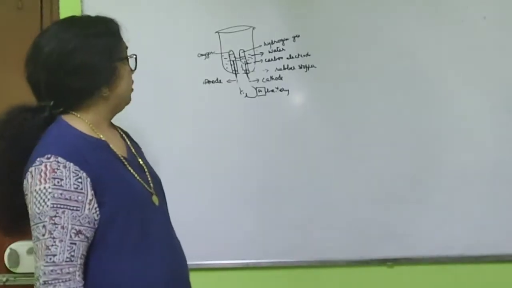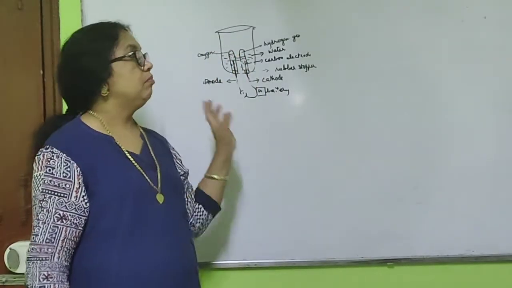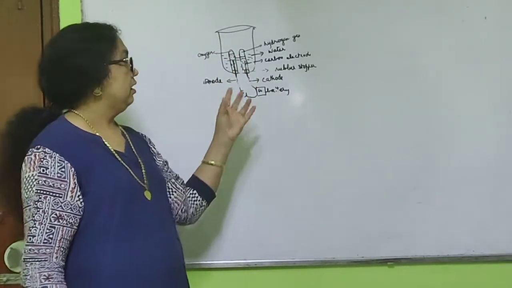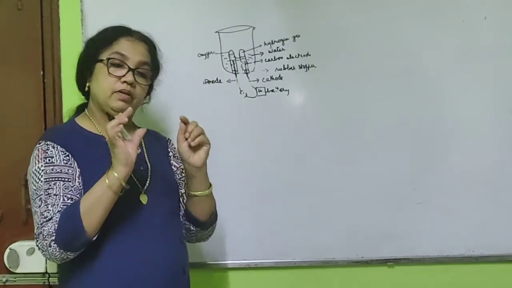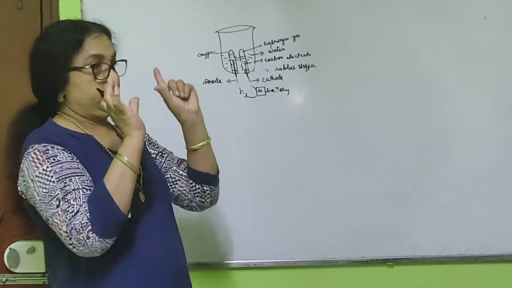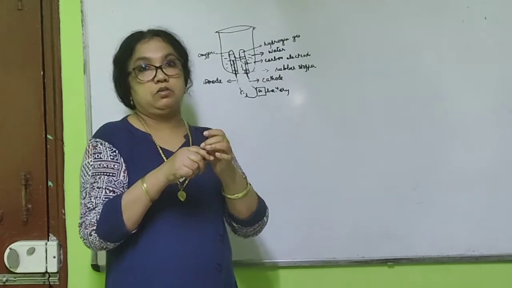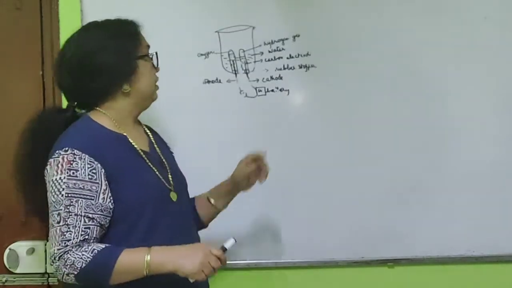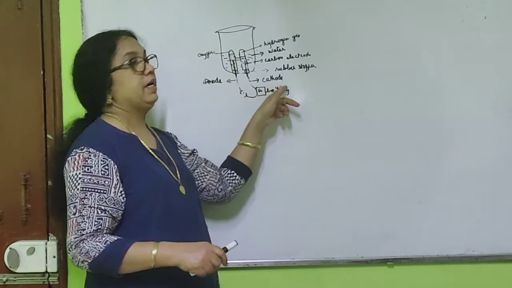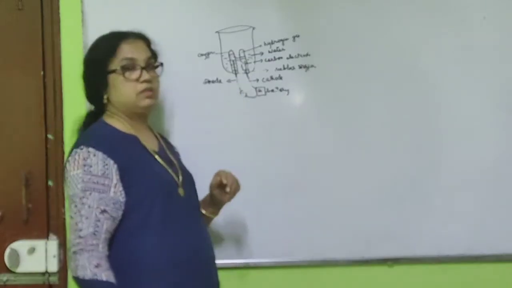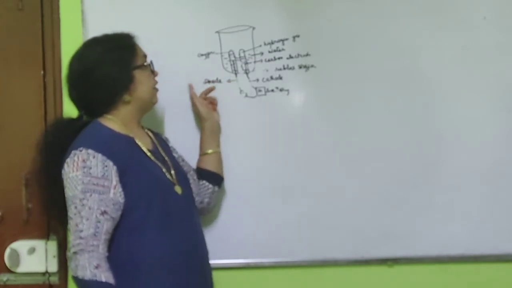So here, first take a plastic mug. Then at the base you have to drill 2 holes. Then fit those holes with a rubber stopper. Then through this rubber stopper insert carbon electrodes. These carbon electrodes are connected to a 6-volt battery through a switch. This one is the anode, this is the cathode.